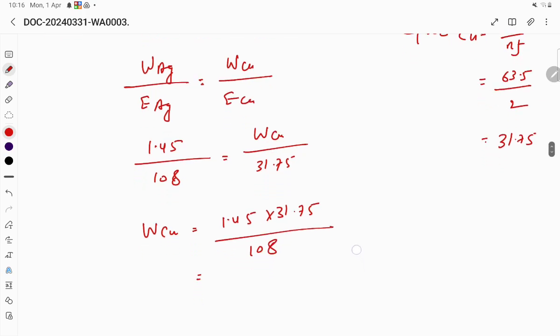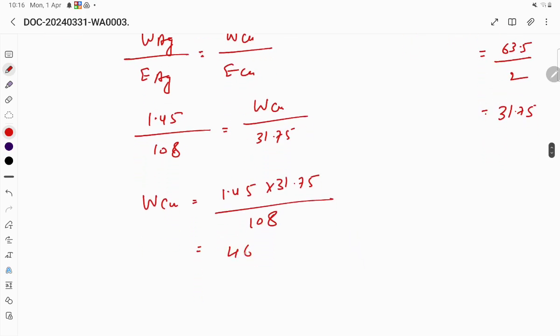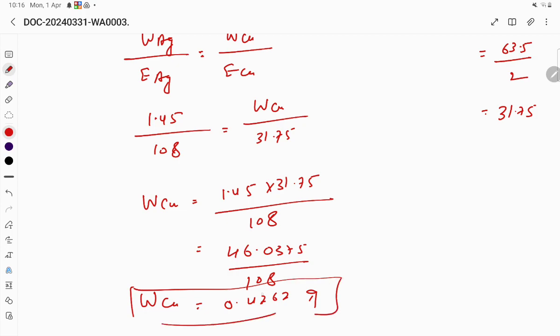So how much is it going to come, student? This is coming 46.0375 upon 108. So it is depositing 0.4262 gram, student. So the amount of copper deposited is 0.4262 gram, student. This is our required answer.